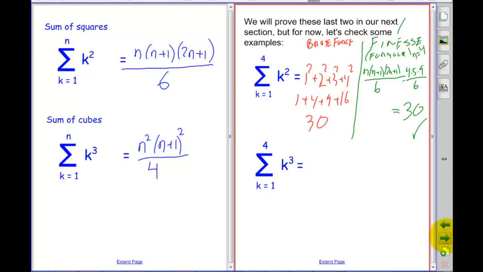Okay? Now, you might say brute force was easier. Yeah, for this problem. But let's go back and check it on the other one.